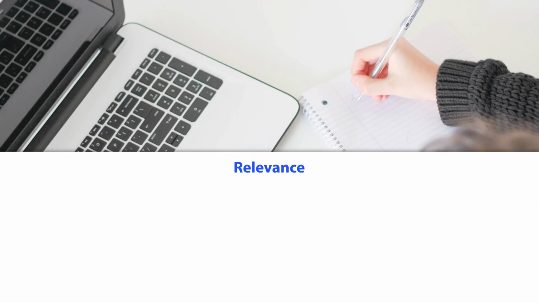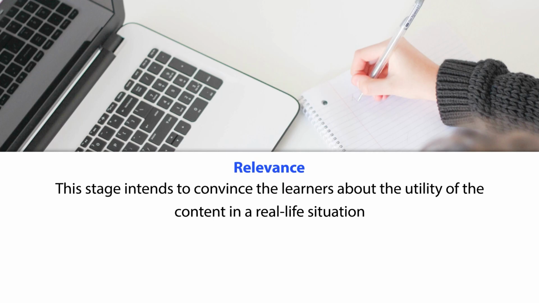The second is relevance. This stage intends to convince the learners about the utility of the content in real life situations. Many of the things we learn may not be relevant on their own, but you have to relate them to day-to-day life situations, and that's what this model says about learning.